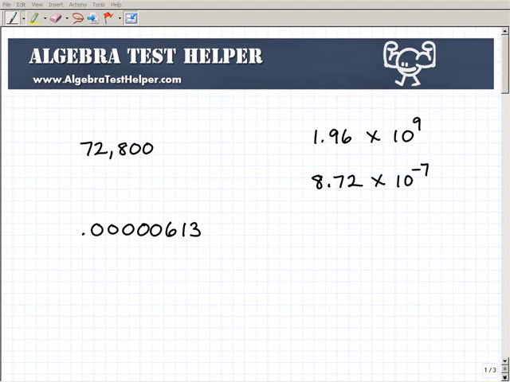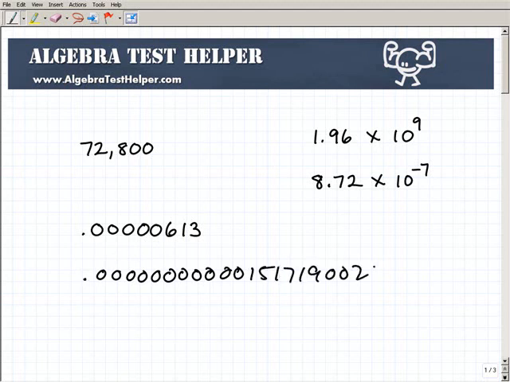So here I have two numbers. I have 72,800, and then I have this other number, 0.00000613. Now these numbers are maybe semi-manageable to work with, multiply and divide. But imagine if we're dealing with a number like this, for example, 0.00000000. I could just keep going all day long. Okay, and make some crazy number up. Imagine if I had to use this in my calculation.